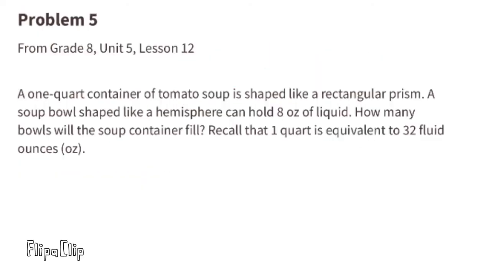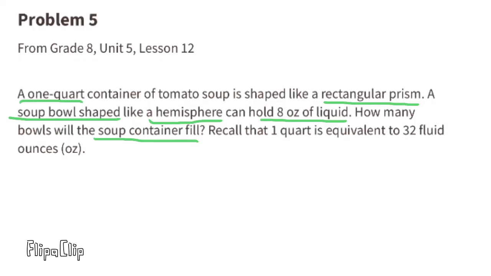Problem number 5 from 8th grade, Unit 5, Lesson 12. A 1-quart container of tomato soup is shaped like a rectangular prism. A soup bowl shaped like a hemisphere can hold 8 ounces of liquid. How many bowls will the soup container fill?